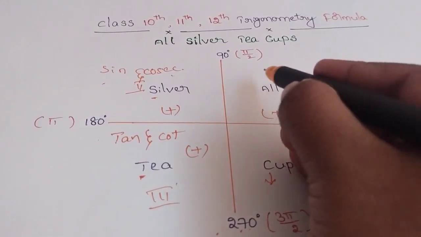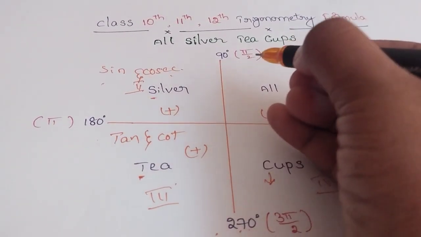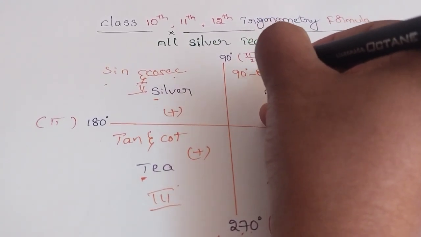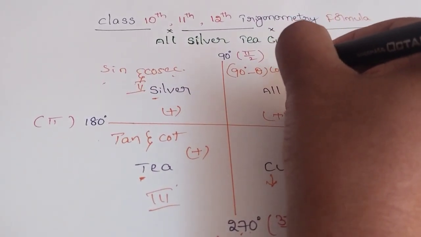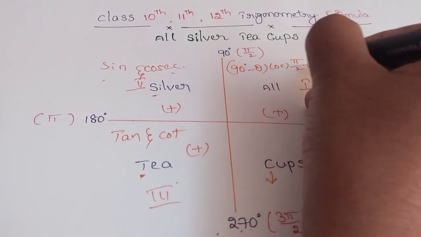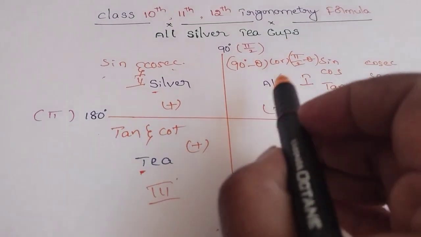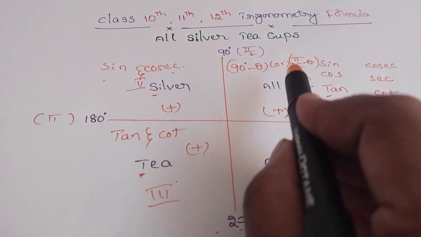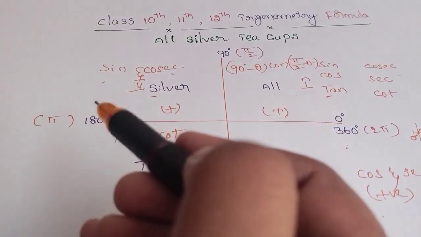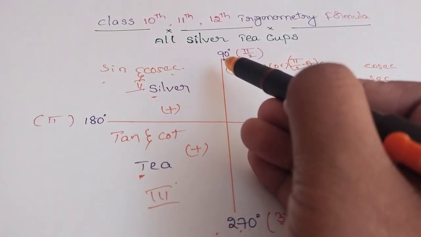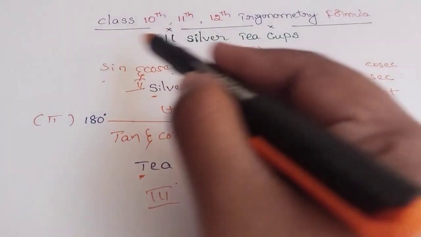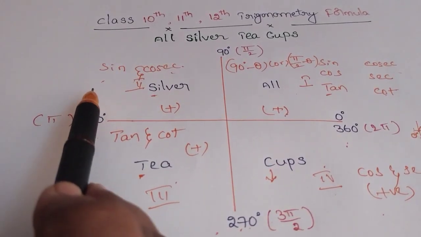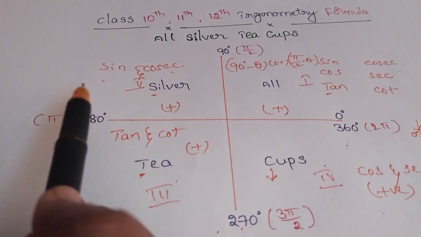We will write first quadrant as 90 degrees minus theta, or pi by 2 minus theta. The meaning of the first quadrant is 90 minus theta or pi by 2 minus theta. Now go for second quadrant. The second quadrant is after 90. So after 90 means 90 plus theta, or before 180. Before means 180 minus theta.